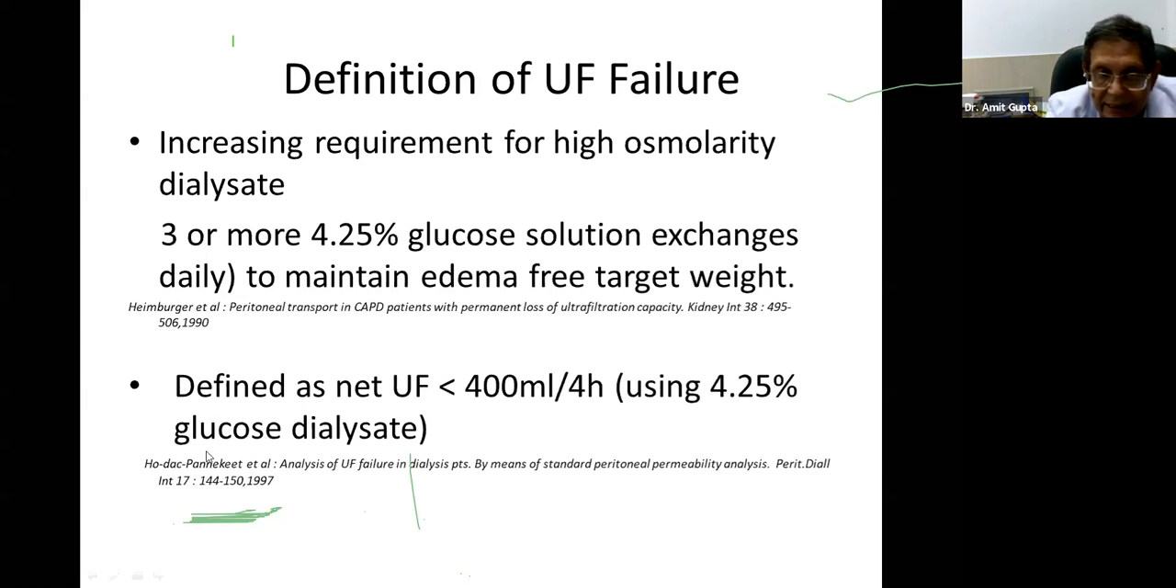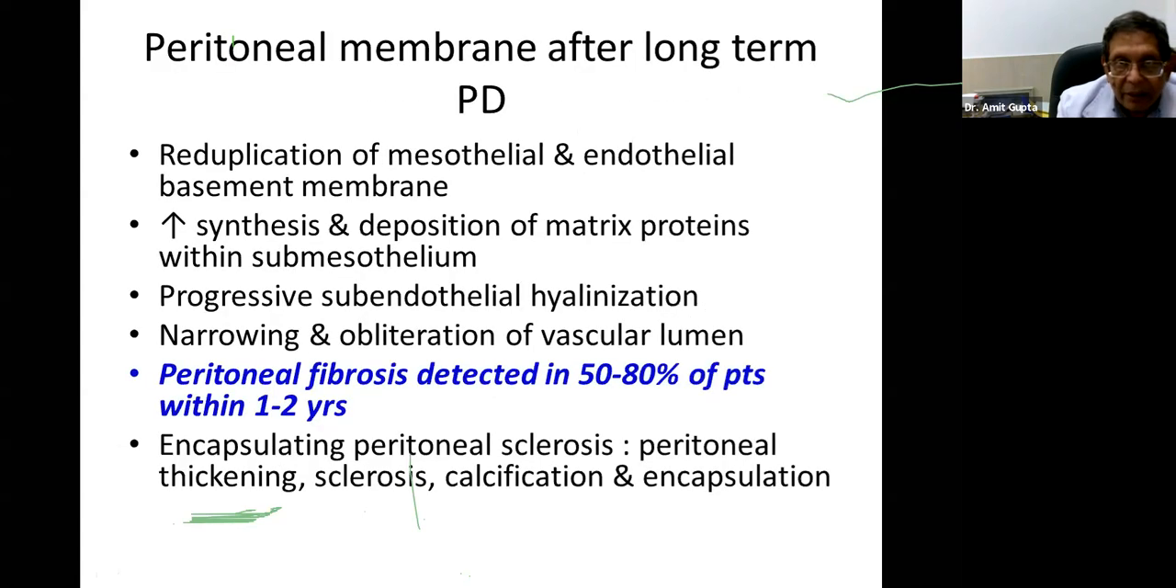It is also defined as a net ultrafiltration of less than 400 ml in 4 hours using a 4.25% glucose dialysate. Now, what happens to the peritoneal membrane after long-term peritoneal dialysis? There is reduplication of the mesothelial and the endothelial basement membrane, increased synthesis and deposition of the matrix proteins within the submesothelium. There is progressive subendothelial hyalinization. There is narrowing and obliteration of the vascular lumen.